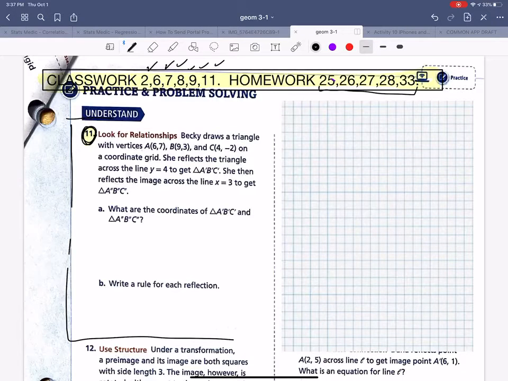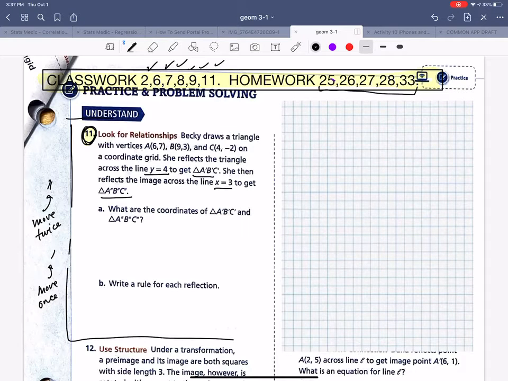Becky draws a triangle at these 3 coordinates on a coordinate grid. She reflects the triangle across y equal 4 and gets these prime values. She then reflects it across x equal 3 and gets a second reflection. So 2 primes just means you moved it twice, and 1 prime would just mean move once.